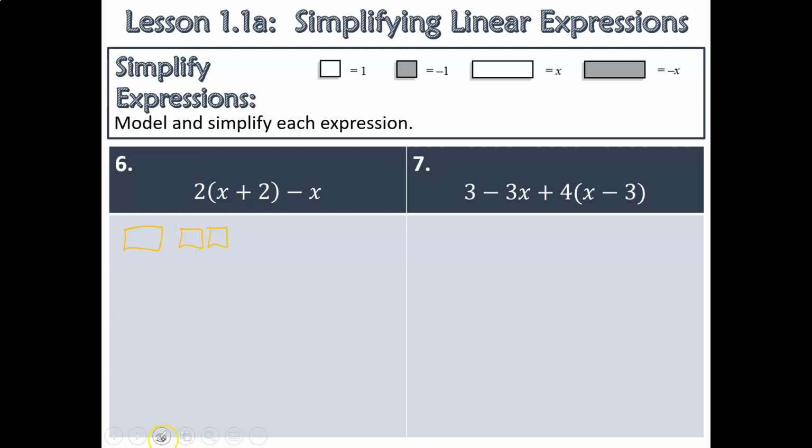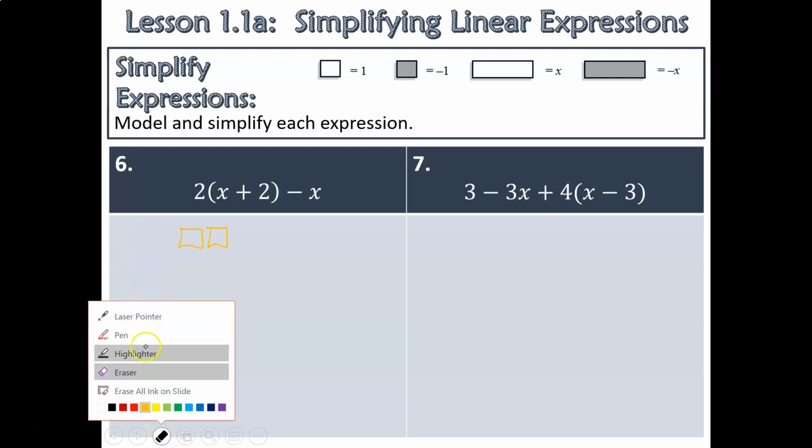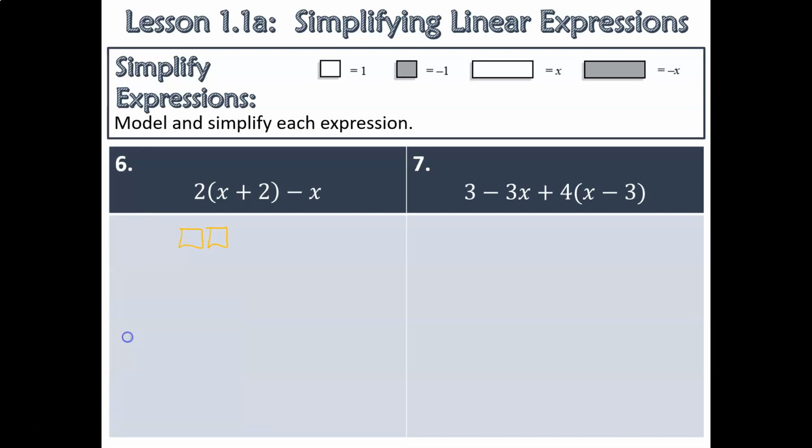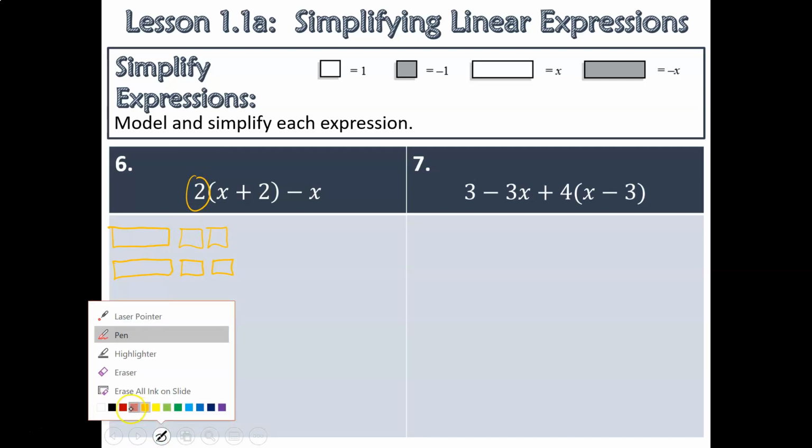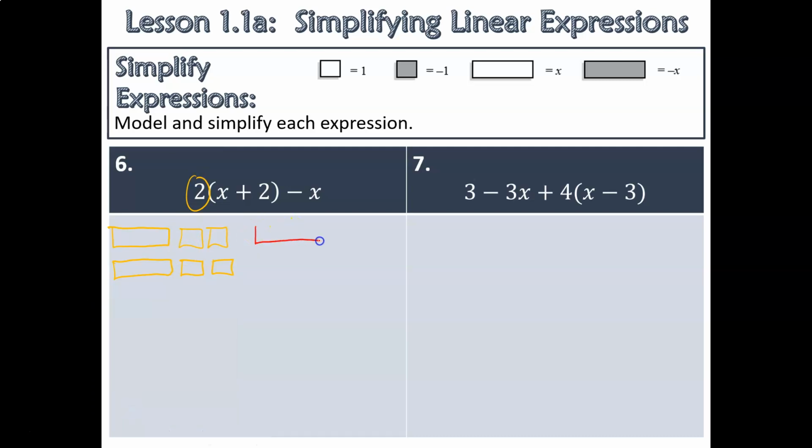Make this one longer so that we know it's an x. Let me go back and make this one a more obvious x. There we go. And we have 2 of those, right? So I'm going to do 2 of those. This number here tells us how many sets of x plus 2 we have. And then we have that extra negative x hanging out there.